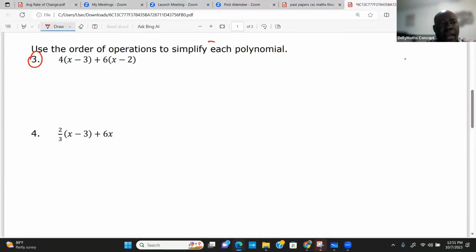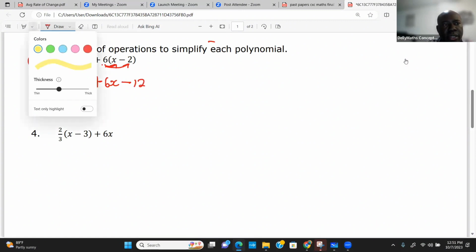Number 3 here, we're going to distribute the 4 inside the parentheses here. Then we're going to distribute the 6 inside here. And then we're going to combine things. So 4 times x will give us 4x. The 4 times the negative 3 will give us negative 12. Then the 6 times x will give us positive 6x. 6 times negative 2, and that's going to give us negative 12.